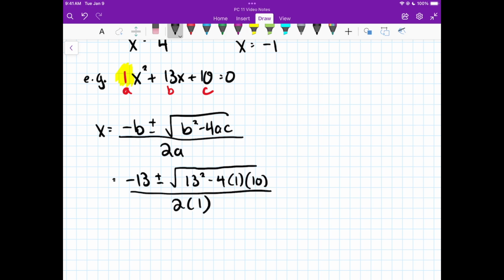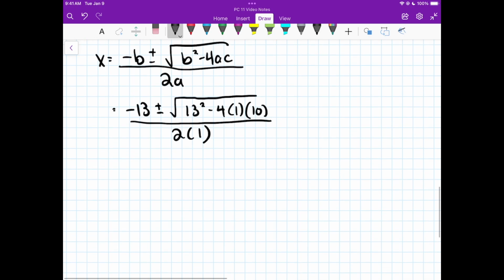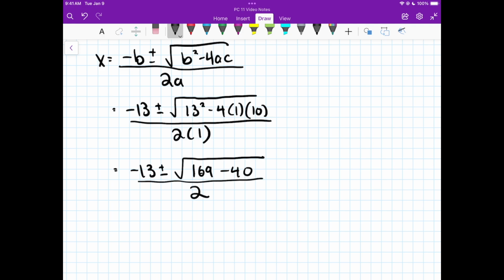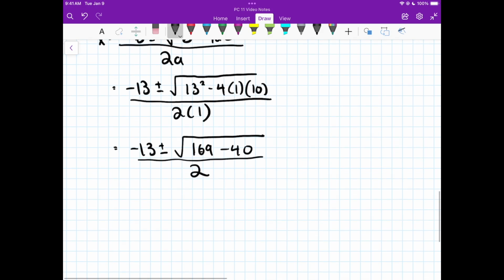All right, so again, we've got some simplifying we can do here. The negative 13 is just going to stay as is. Inside the root, 13 squared is 169, and 4 times 1 times 10 is 40, and then 2 times 1 is obviously 2. Do try not to just plug this whole thing into your calculator in one go. In my experience, it's technically doable with most calculators, but it's really easy to mess up, and by and large, people do it wrong. So try not to just go straight into plugging it all in. Simplify it first. You're way more likely to get it right if you do it that way.